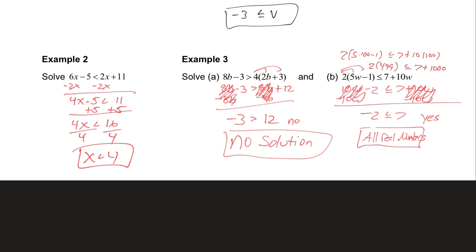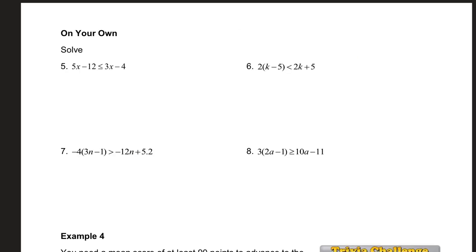Yes, you're going to get 999 is less than or equal to 1007, which is true. And I just picked a random number. If we did a negative number, it will work the same way. So there we go. All real numbers for example 3b. Let's go ahead and turn the page now.